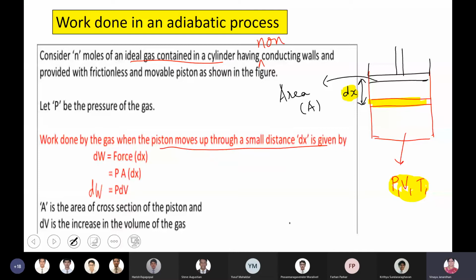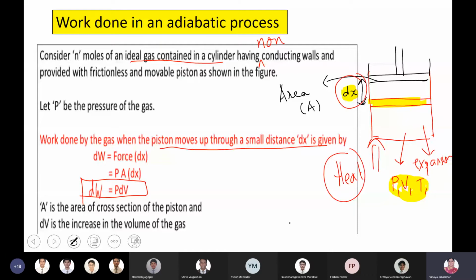So till this point, it's the same. You're calculating the work done. You are supplying heat energy to the working substance, so this gas undergoes expansion. As it expands, it does work in pushing the piston upward. The displacement of the piston is dx. So the work done by the gas when the piston moves up, dW, is equal to PdV. Now in this case, the only thing is that I have to replace the pressure in terms of the gas equation.